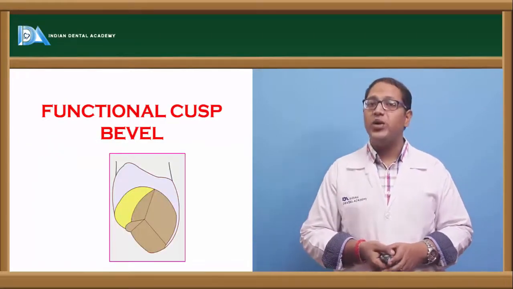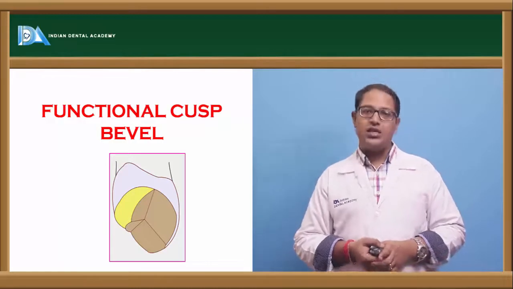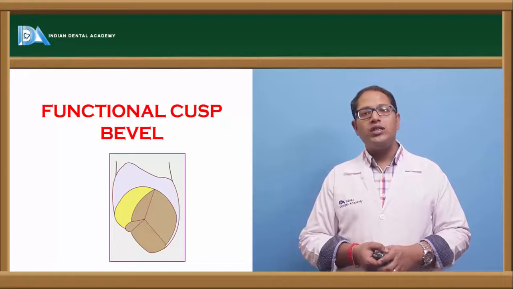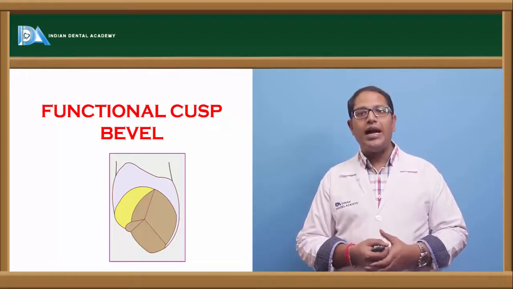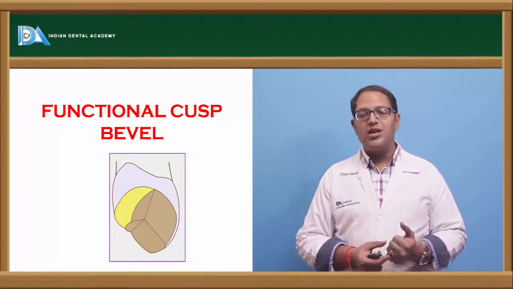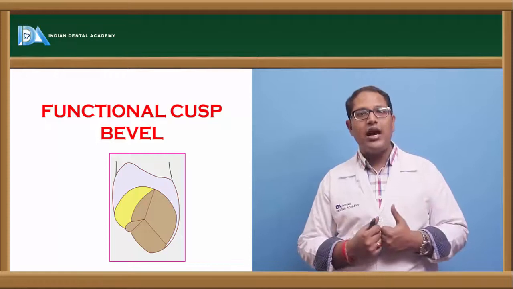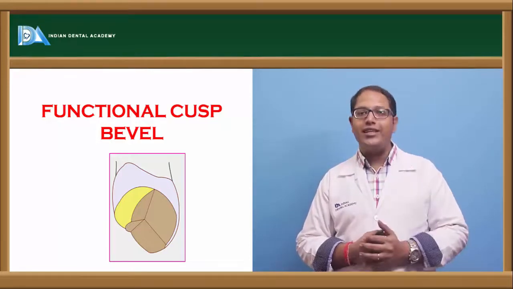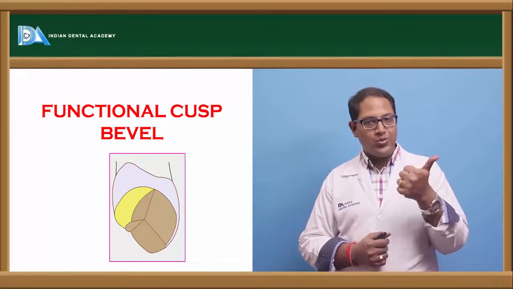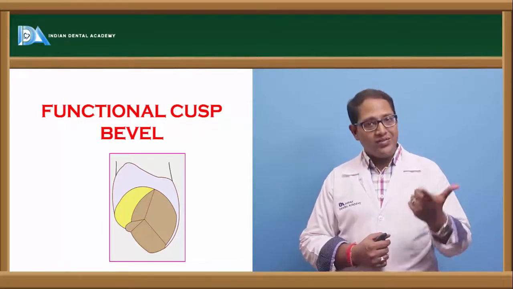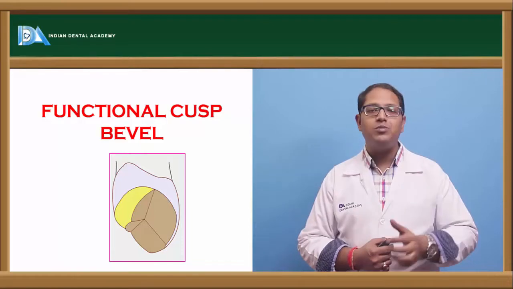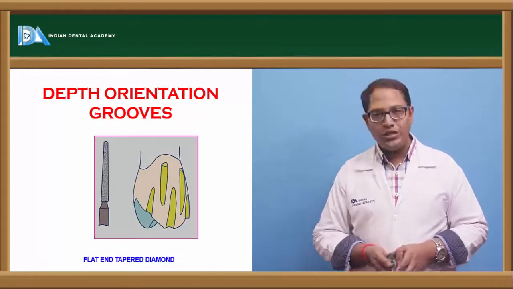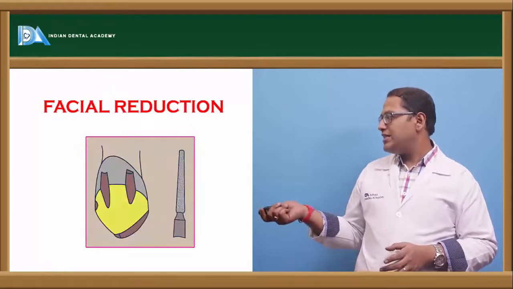Functional cusp bevel is very important in posterior teeth. Buccal upper is a non-functional cusp. So the palatal surface of the upper and the buccal surface of the lowers, which are going to occlude with each other, have to be given a bevel. Now that bevel will act as structural integrity to the tooth, because the stress will not be more over there, as well as on the ceramic, because the metal will be more over there. So the functional cusp bevel is important. Depth orientation groove remains the same.